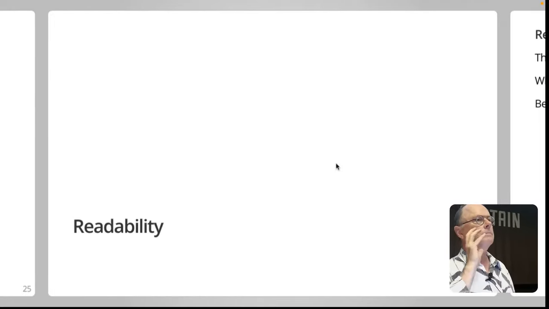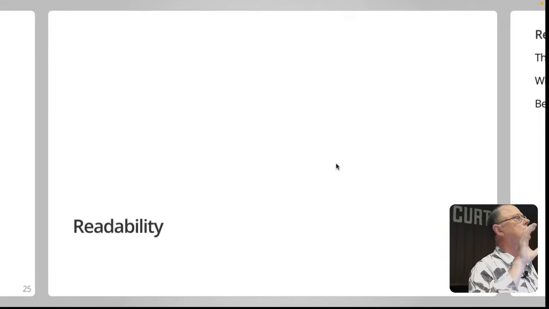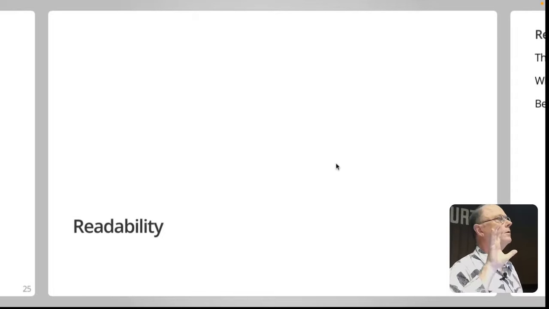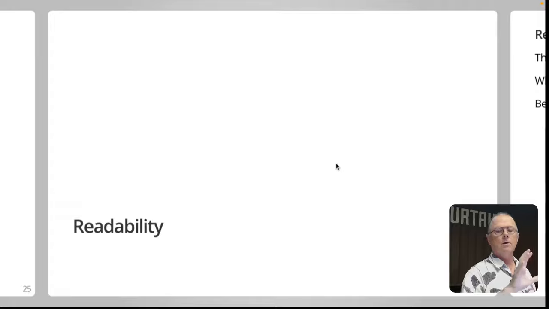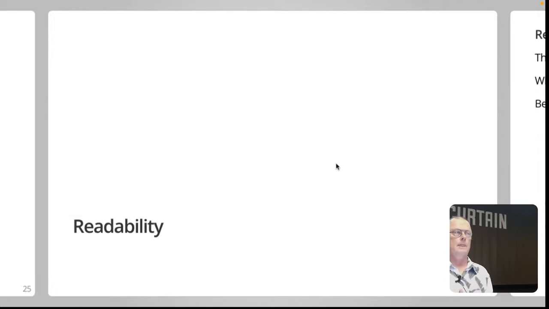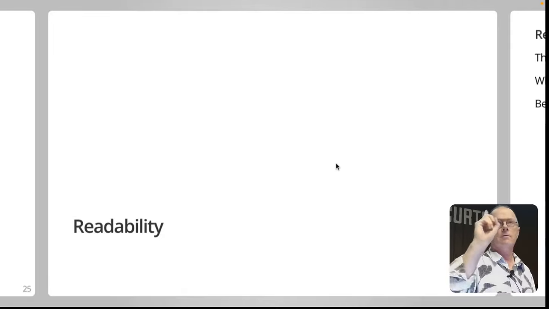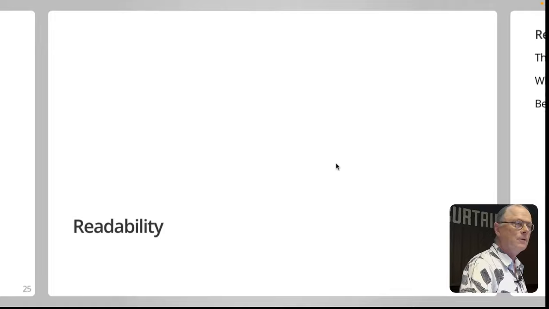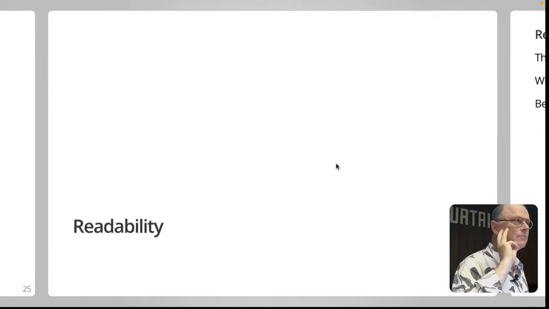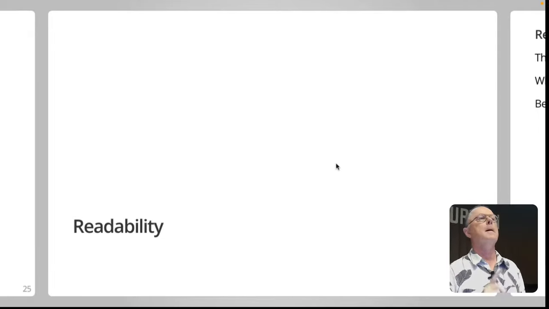Readability is the ability to look at a piece of code and understand it so that you can know what it's doing and know whether you need to change it or want to change it or can be capable of changing it. And I think readability is more important than correctness. It's more important than reliability. It's more important than performance. It's more important than any other property of a piece of software.